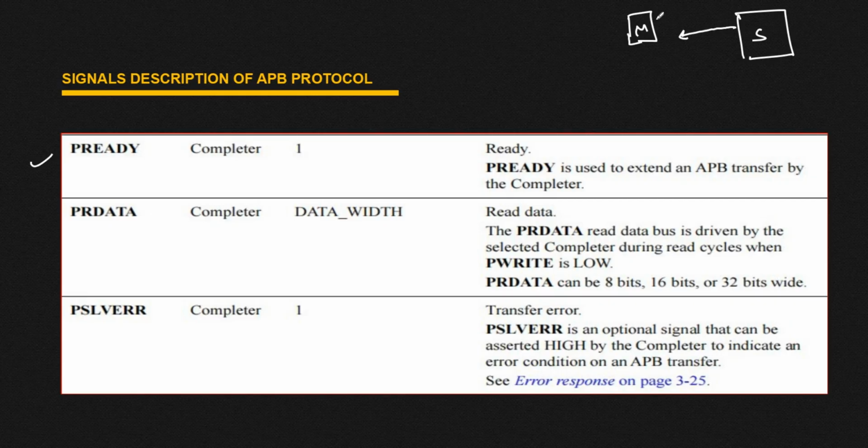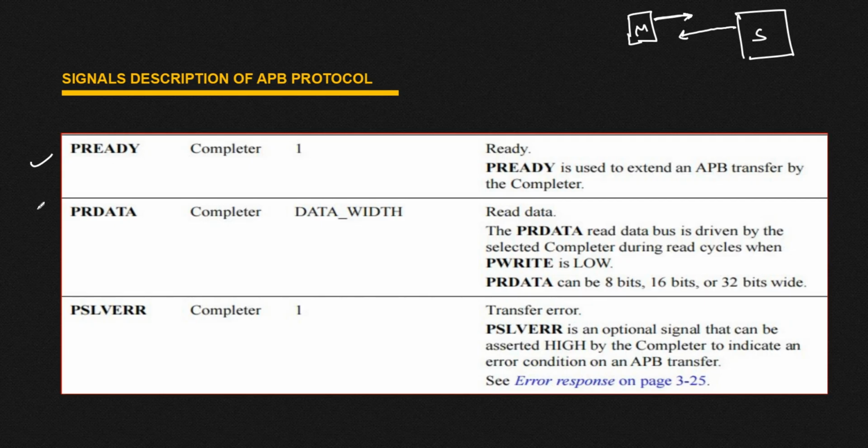Suppose the master has sent the address and control information, but the master has to wait until the slave gives the P ready signal to the master. If the slave asserts the P ready signal, that means the slave is ready, so the master can complete its transfer. That's the role of the P ready signal. This is also a handshaking signal, so just keep this in mind.